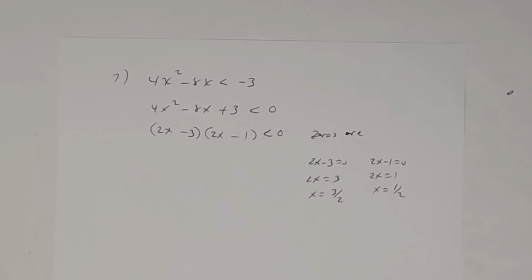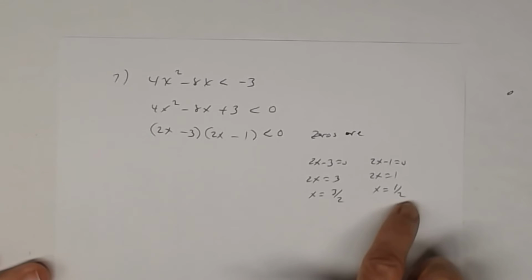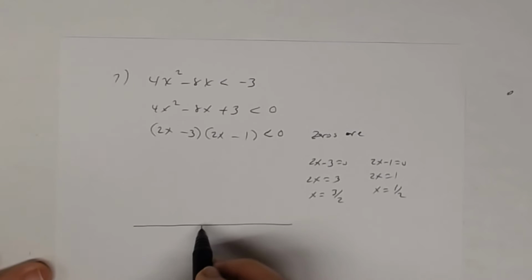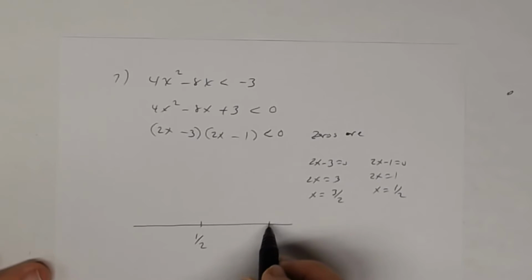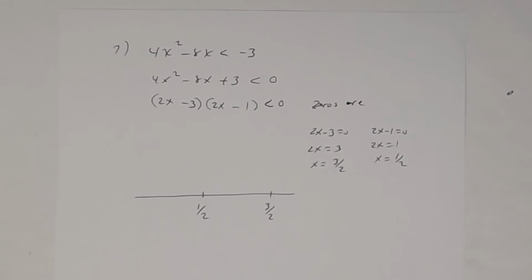Okay, so now we'll put those numbers on the number line. Now you got to be careful. For some of you, you got to know that 3 halves is 1.5 and that 1 half is 0.5. So on the number line, 1 half comes first, and then 3 halves is next. All right, so those are your zeros.